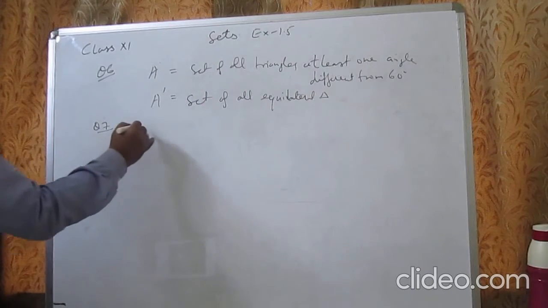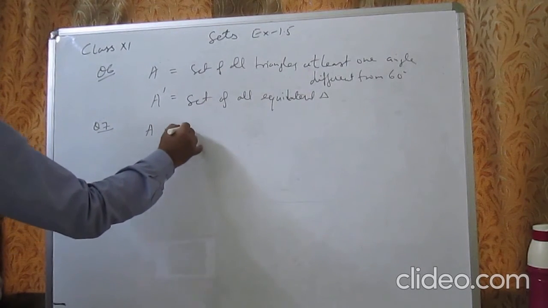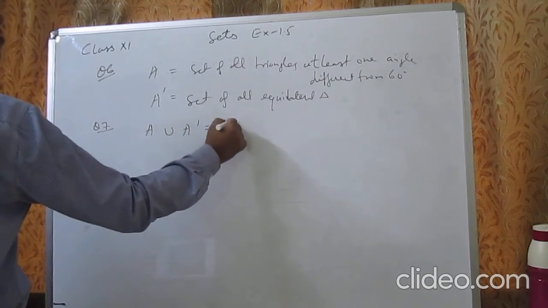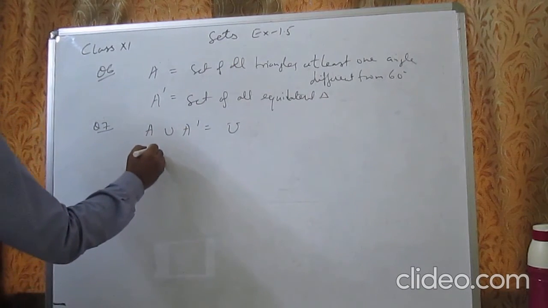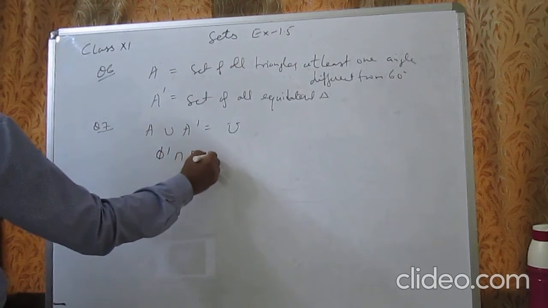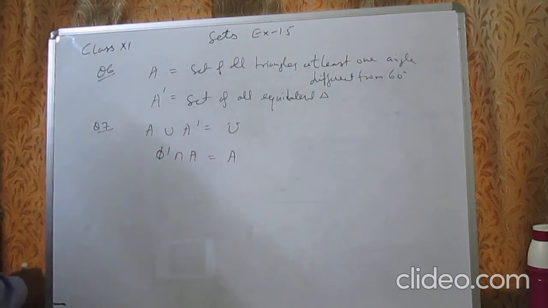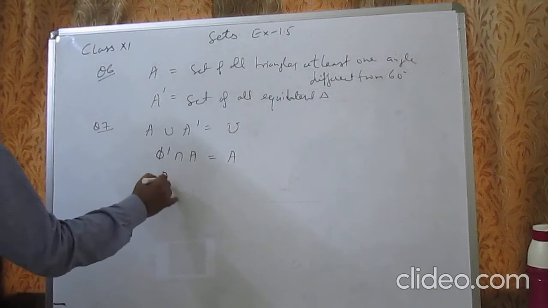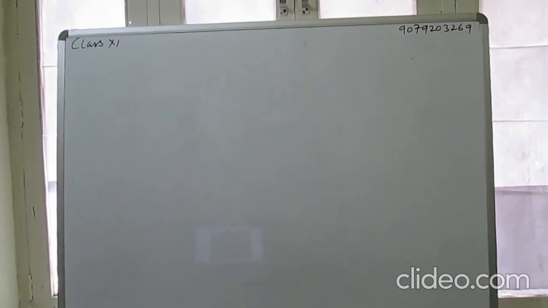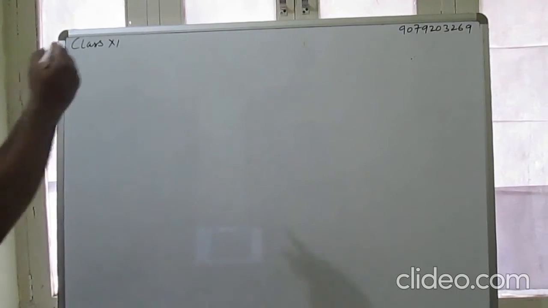Question number 7. Fill in the blanks. We know that A union A complement is always the universal set. Phi complement intersection A is always a set. A complement intersection A is always a null set.